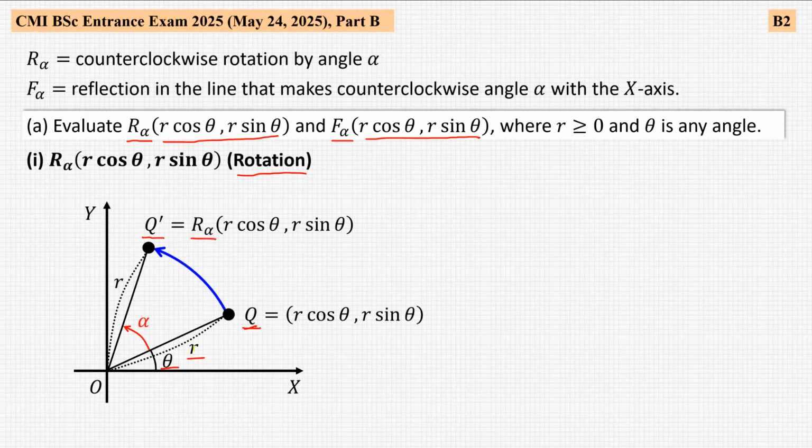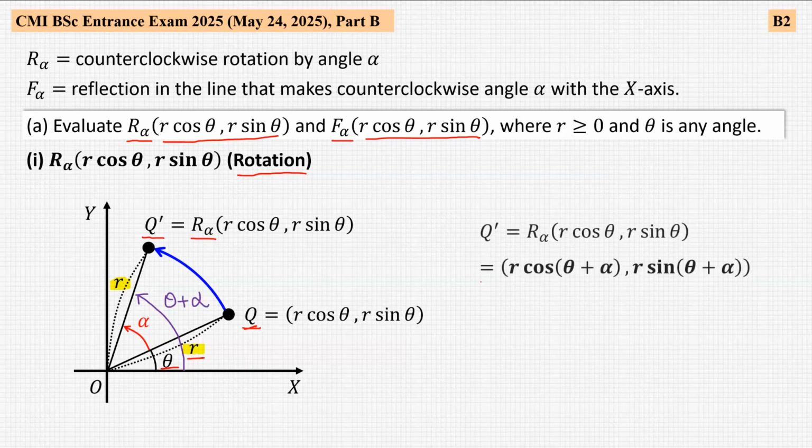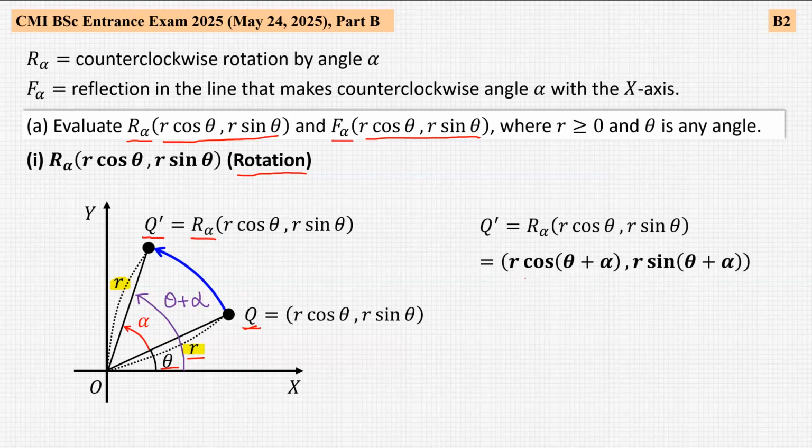Both rotation and reflection preserve the distance from the origin, hence we only need to focus on angle changes. Notice that the rotated point Q prime forms an angle theta plus alpha to the positive x direction, so we know that the rotated point is (r cosine of theta plus alpha, r sine of theta plus alpha).